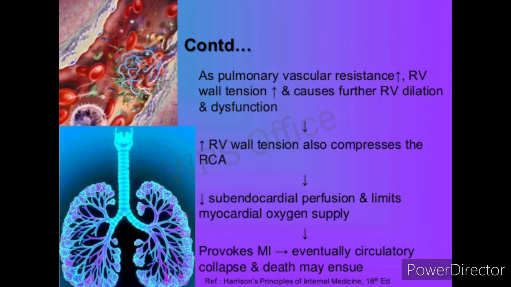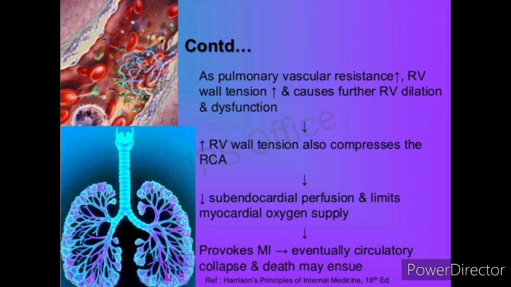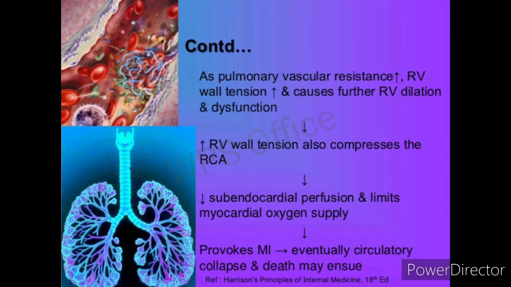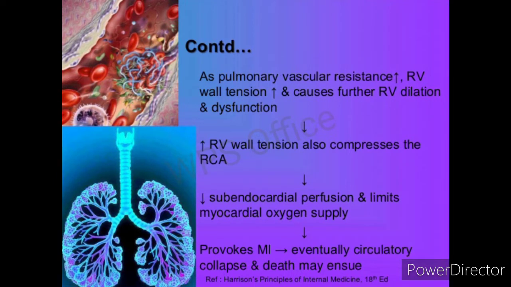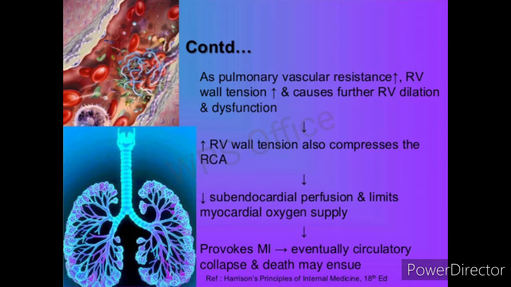When this decreased, it will cause what? It will provoke the myocardial infarction. That means the person will be having the heart attack due to the blockage of blood flow to the heart muscles. Then eventually circulatory collapse may be there and death may occur. So these are all about the pathophysiology of pulmonary embolism.